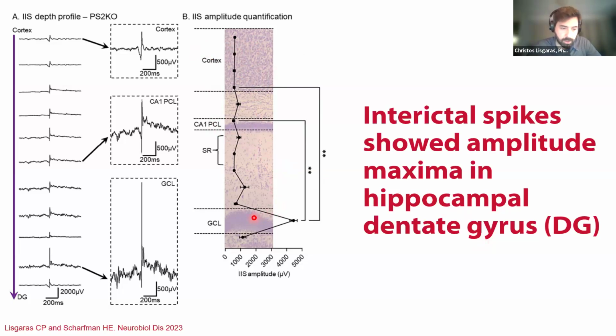And what we found was that interictal spikes were largest in the dentate gyrus. They weren't only largest there, but their sources, if you look at the current source density profile, were earliest in the dentate gyrus. So that tells you that the dentate gyrus is a hotspot of epileptiform activity. The amplitude was largest, and the sources there were very early compared to other areas, meaning that the dentate gyrus has a large contribution to those events.